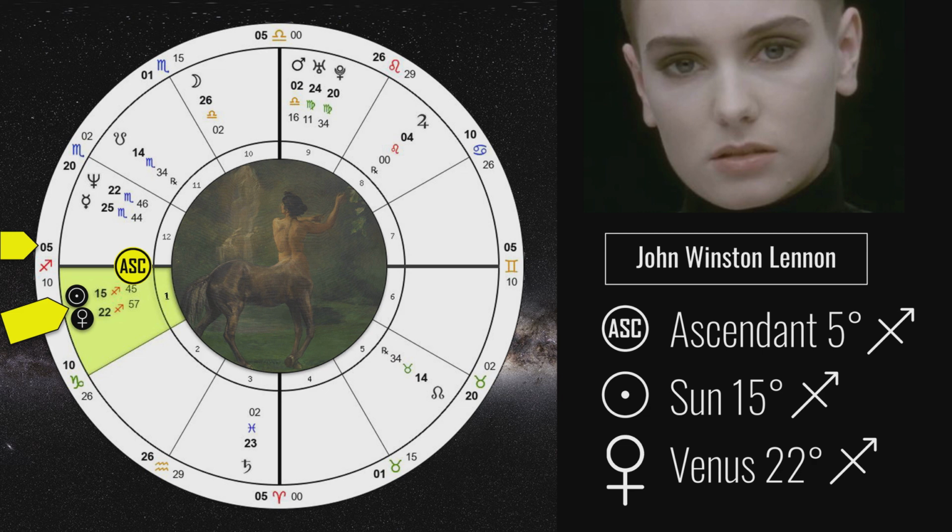So in this case, the energy of her sun, what the sun means, how you shine your light, how you move out into the world, how you make an impact on the world, is also going to be blended with what the ascendant means, how you're first received by the world and how you bring your energy into the world.